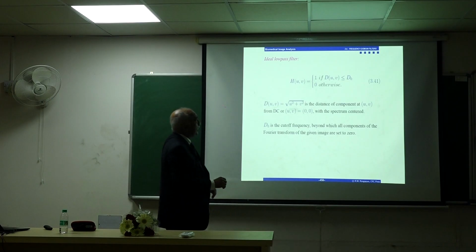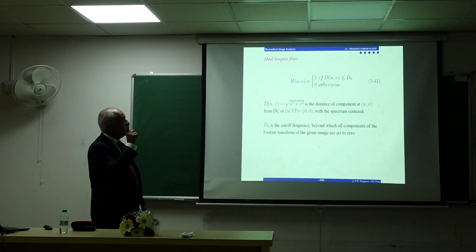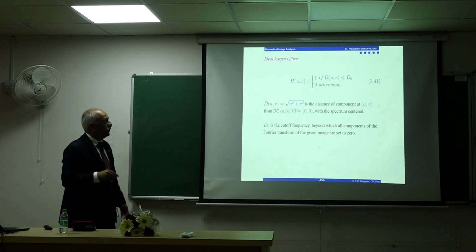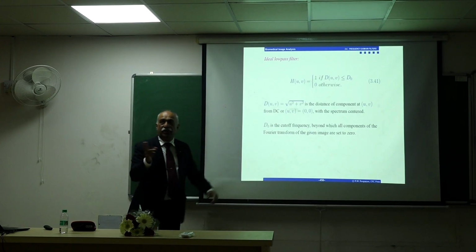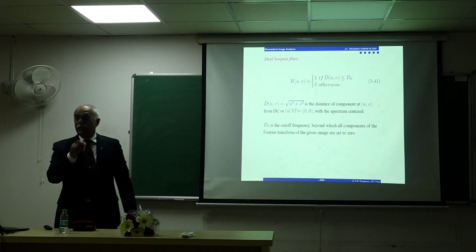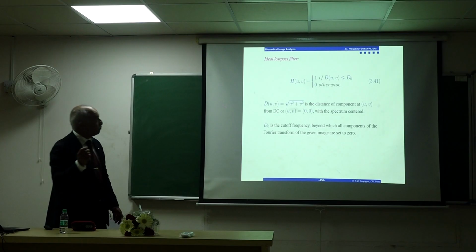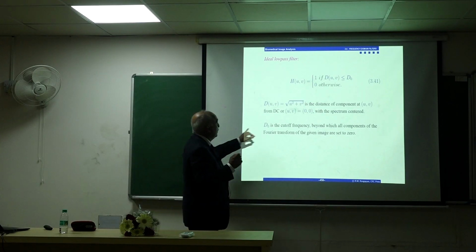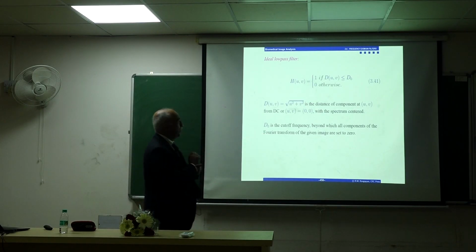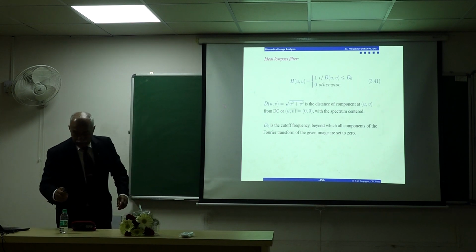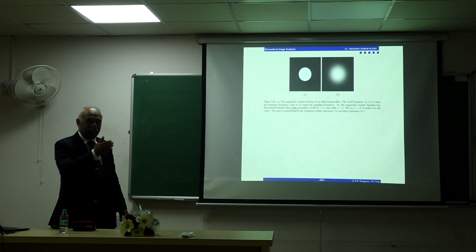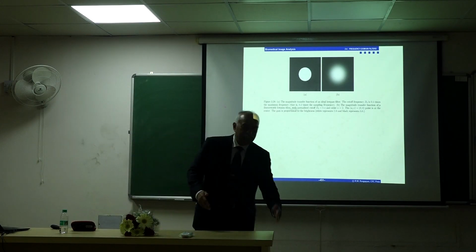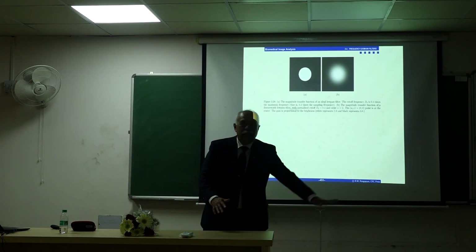The ideal low-pass filter is defined to have gain 1 up to some frequency D0, where D(u,v) is the distance from the origin, or square root of u squared plus v squared, u and v being the horizontal and vertical frequency coordinates in the Fourier space. So D0 is the cutoff frequency. But the ideal filter creates problems. The name ideal means there is a sharp transition between pass band and stop band.